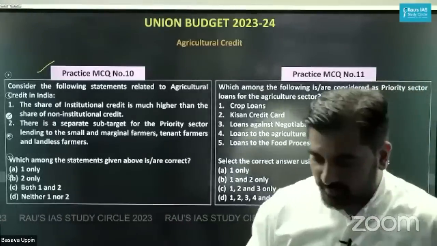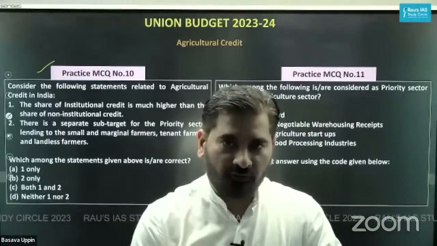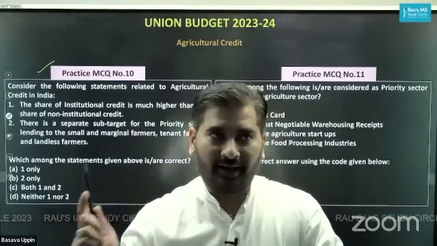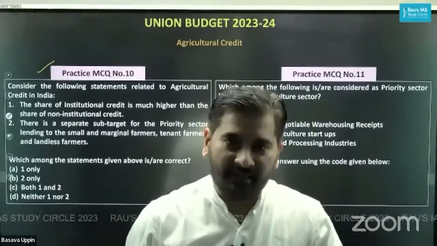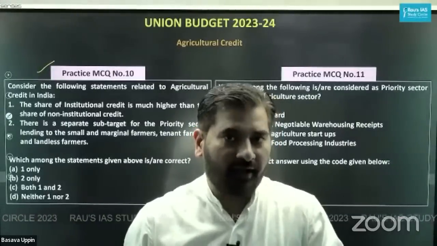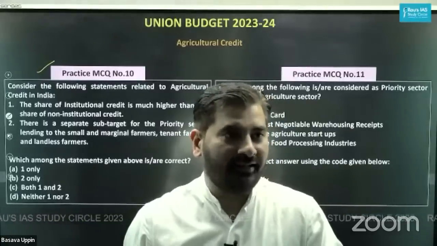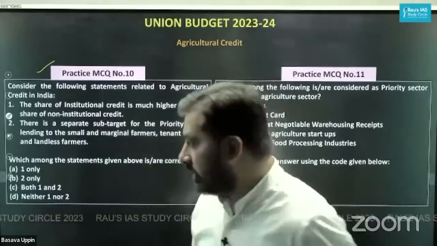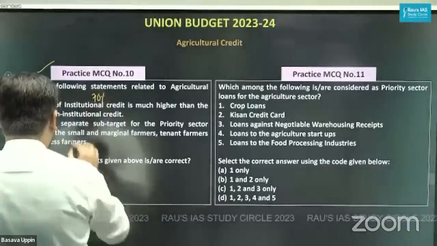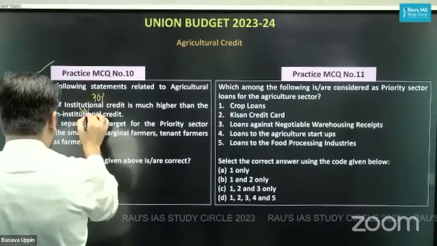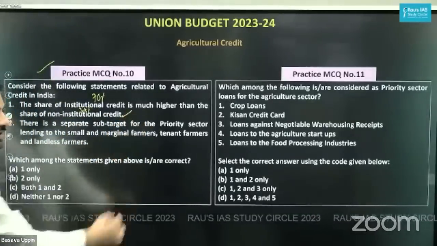Okay. First of all, like I said, farmers in India get loans from two sources, institutional sources and non-institutional sources. The best part is since the 1970s, the share of institutional credit has been higher than the share of non-institutional credit. The share of institutional credit right now is almost 70%, and the share of non-institutional credit is 30%. So the first statement which is given here is correct.